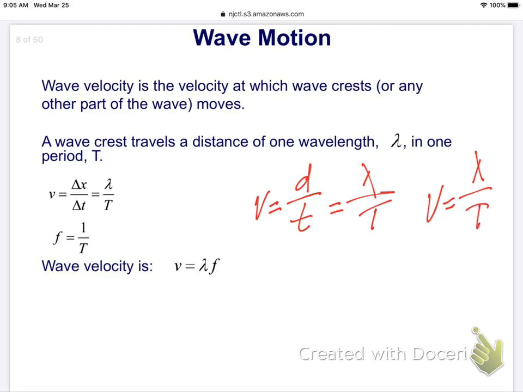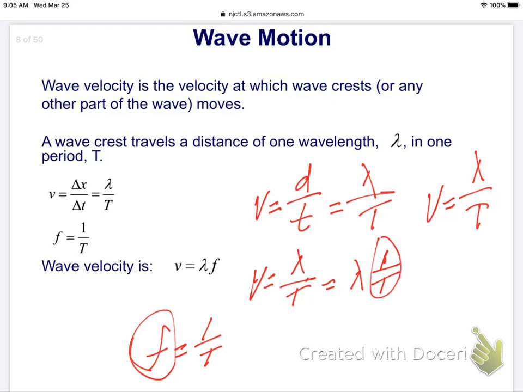And we know that frequency is equal to 1 over period. Let's go back a little bit. We can take this equation, velocity equals lambda over period, and say that it says the same thing as lambda times 1 over the period. And since frequency is equal to 1 over the period, we can put frequency in for 1 over T, and we get the equation velocity equals lambda f, which is a very important equation.